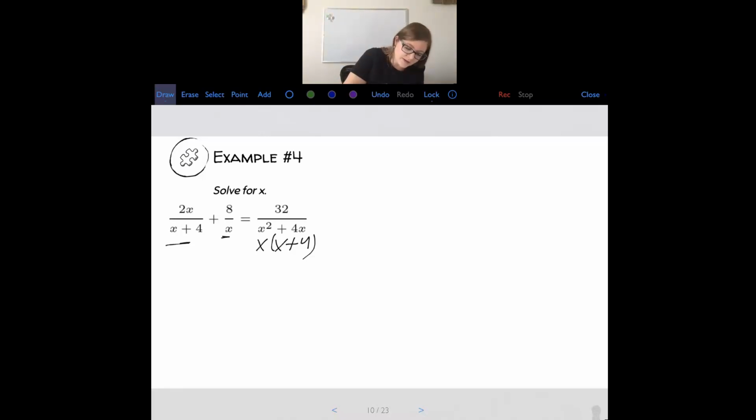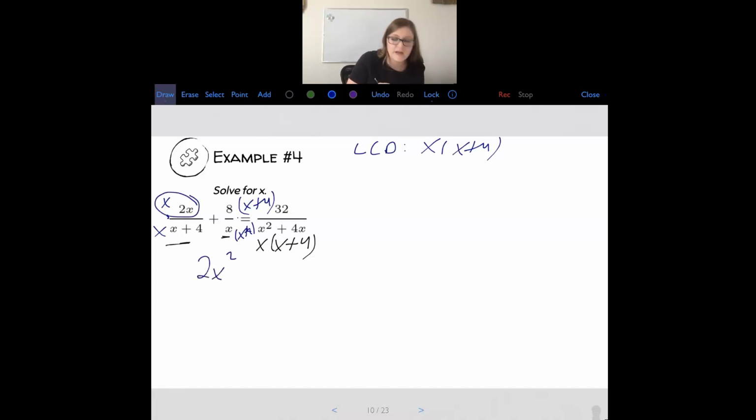Okay, so our least common denominator here is x times x plus 4. So our first fraction needs an x, our second fraction needs the x plus 4. And you can put this in parentheses, but just make a note that 8 needs to be multiplied to the x and the 4. Okay. So now we have x times 2x, which is 2x squared. X times x is x squared. Okay, over x times x plus 4.